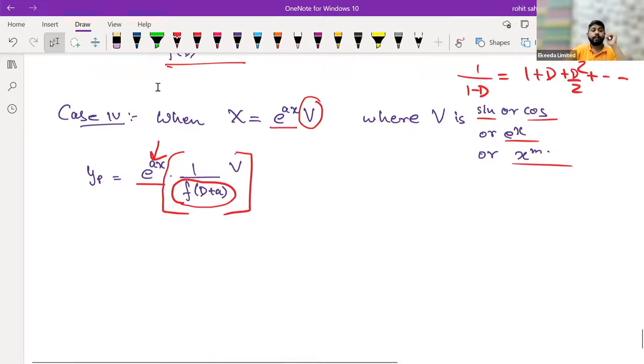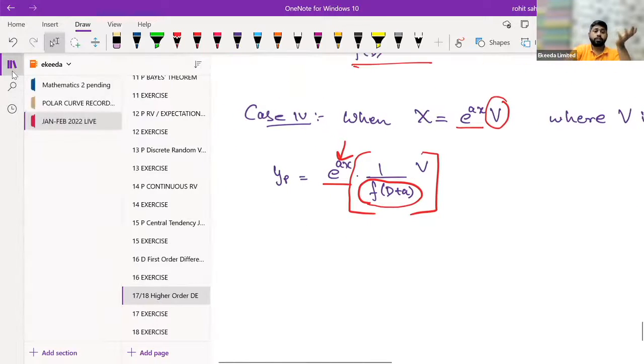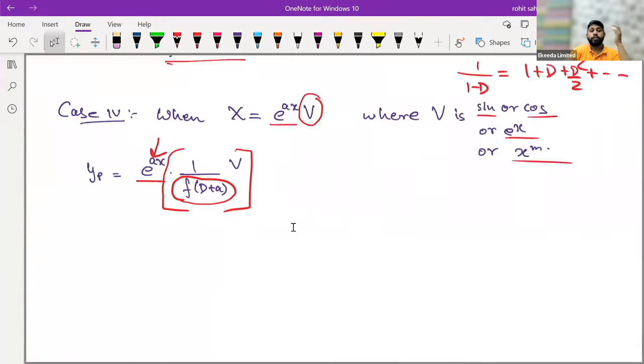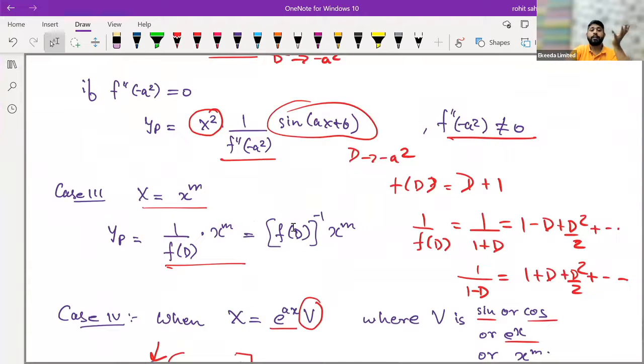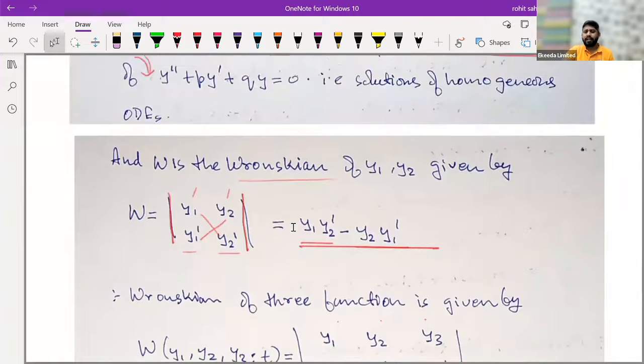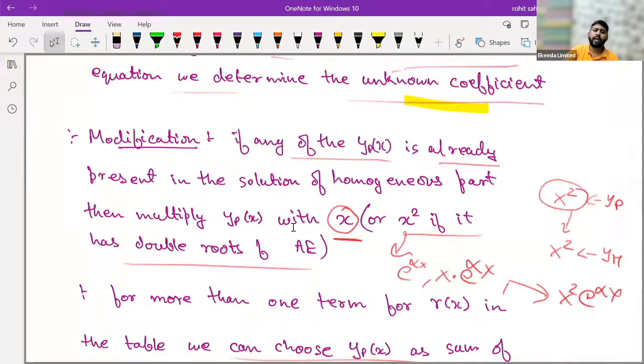If you get any other functions on the right side, then you will have to follow one of these methods which we just saw today, like another two methods. One we saw variation of parameters, one undetermined coefficients. So undetermined coefficients takes a little longer because there you have to find y double dash and y dash and then find all its coefficients. That is why it takes a little time.